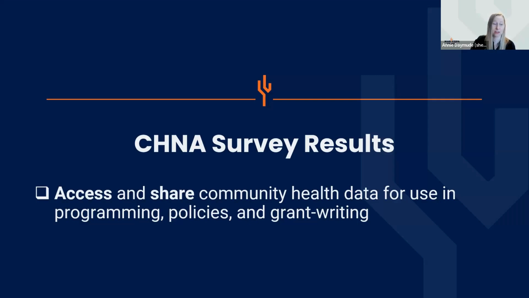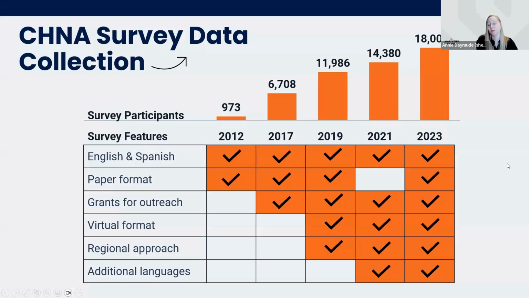So this next section, the purpose of it is to equip y'all to access and share public health, community health data for use in programming, policies, and grant writing. So throughout the next section, I'll be explaining some background of the data, and Jessica will be also dropping some links in so that you have access to these data sources. So the first thing I want to talk about is our growth over the years.